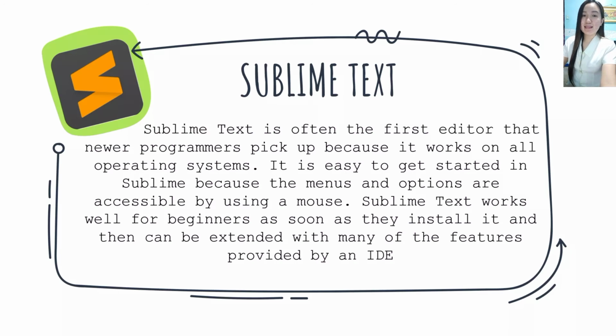Sublime Text is the software we use to make this system. Sublime Text is often the first editor that newer programmers pick up because it works on all operating systems. It is easy to get started in Sublime because the menus and options are accessible by using a mouse. Sublime Text works well for beginners as soon as they install it, and it can be extended with many of the features provided by an IDE.